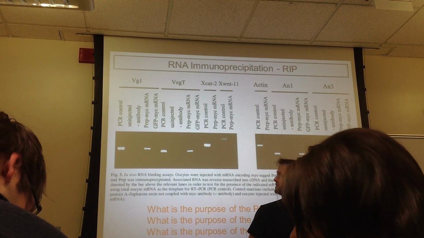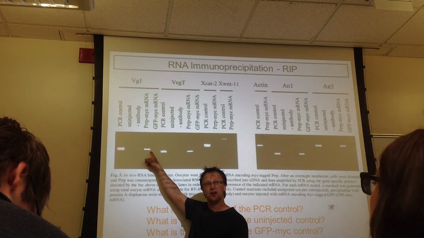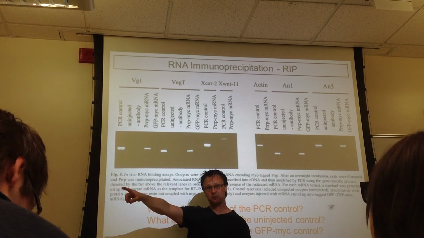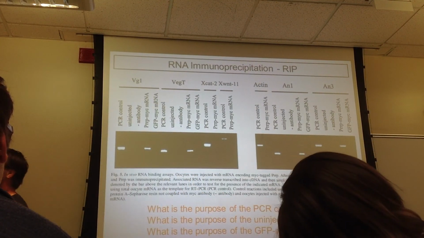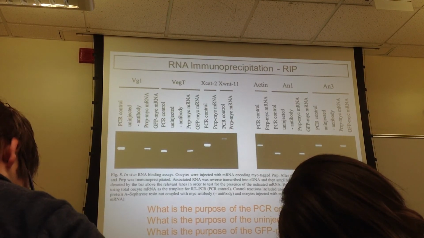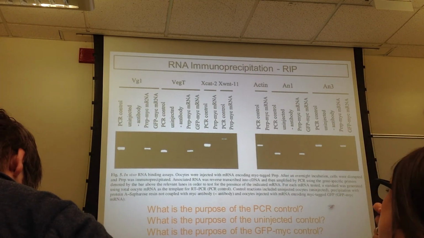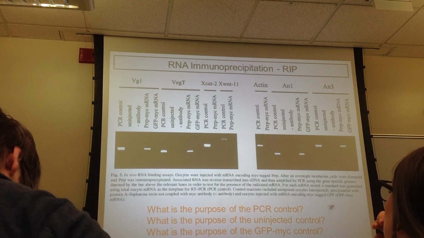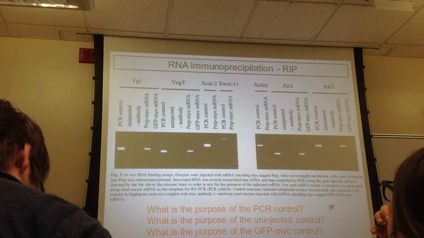And then we have our positive. Okay? When we have our Myc-tagged PRRP protein and the antibody and everything's present, this protein is able to bind to this RNA, and then we're able to immunoprecipitate it using the Myc tag. And then we have another control. GFP Myc RNA is injected instead.